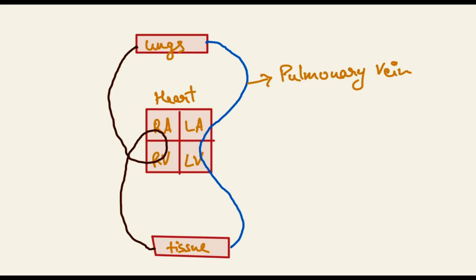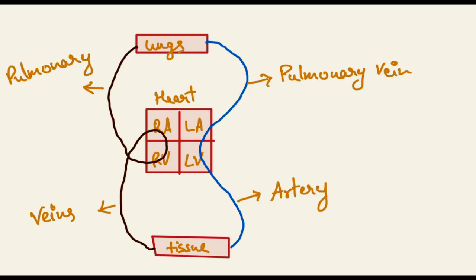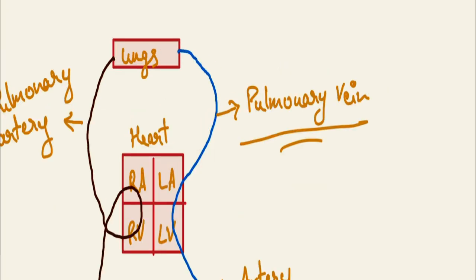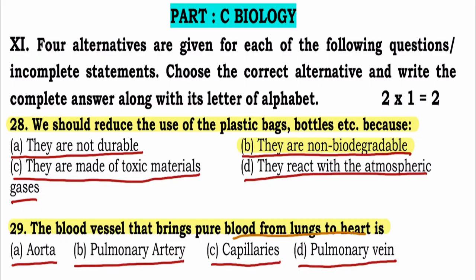And the vessel that brings blood from the heart to organs or tissues is the aorta or artery, and the vessel which collects blood from tissues and returns it to the heart is the veins. So depending on this, the answer will be pulmonary vein, which is option D.